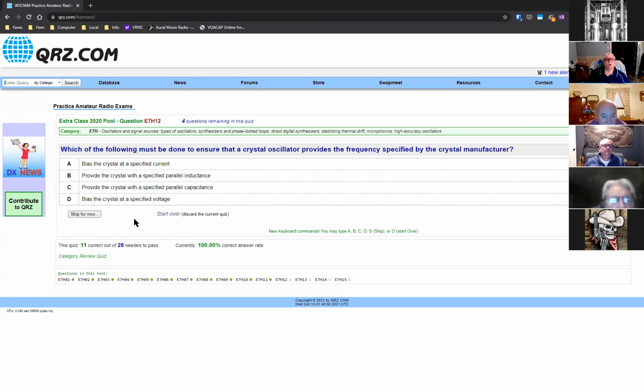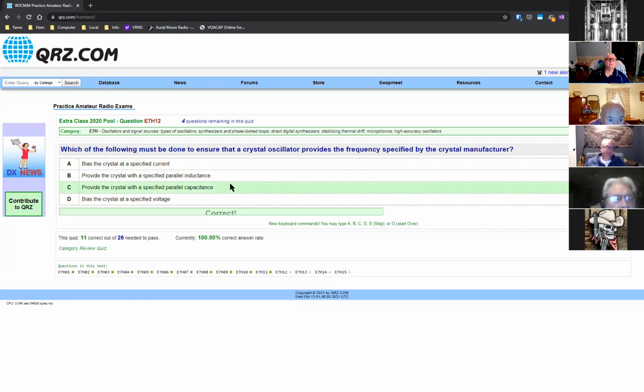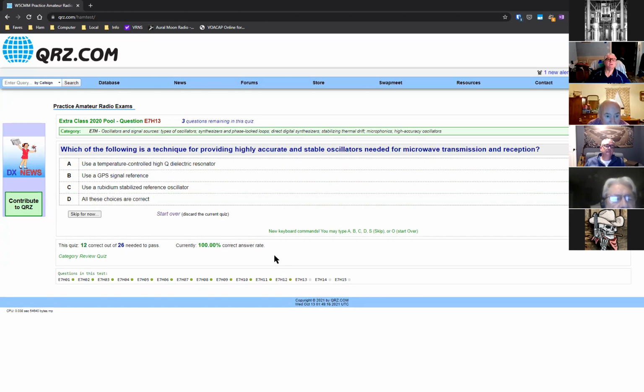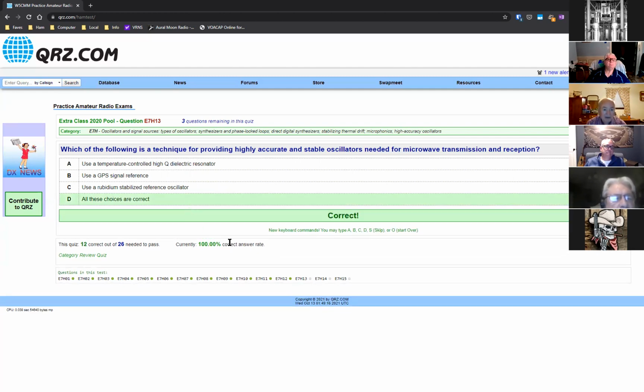Which of the following must be done to ensure that a crystal oscillator provides the frequency specified by the crystal manufacturer? Hmm. Three. Dang, okay. Capacitance. Which of the following is a technique for providing highly accurate and stable oscillators needed for microwave transmission and reception? D, delta. D. Yeah, all of these are correct.